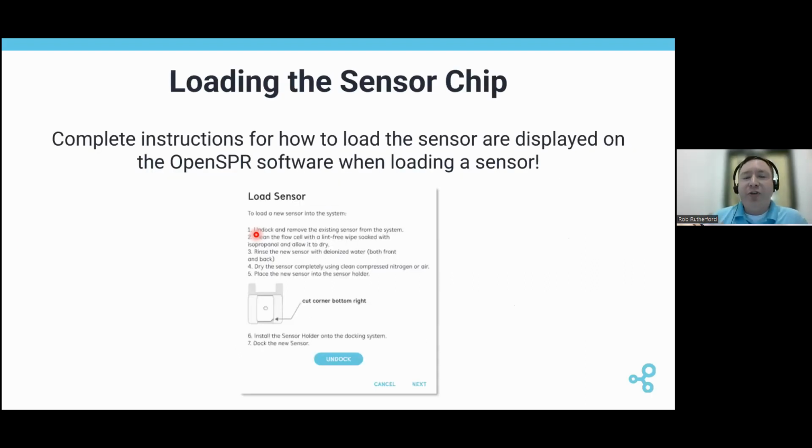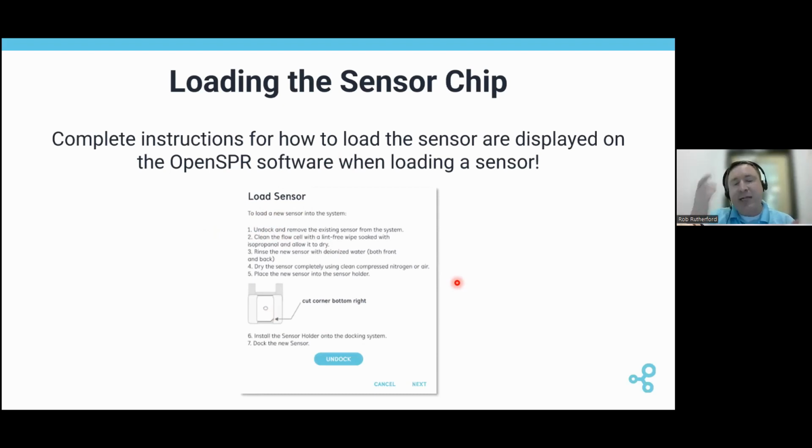So now we've checked how does our instrument work? Is the light source actually working? We have our waste bottle empty. Now we need to put in our sensor itself. One of the great features about the OpenSPR software is that the pop-ups give you step-by-step direction on what you should be doing when you get to a specific part of your test. So for instance, if you're loading a sensor, you would click on, okay, I'm going to load a sensor, and you'd see this pop-up, which is on the screen for you. It walks you through exactly what to do.